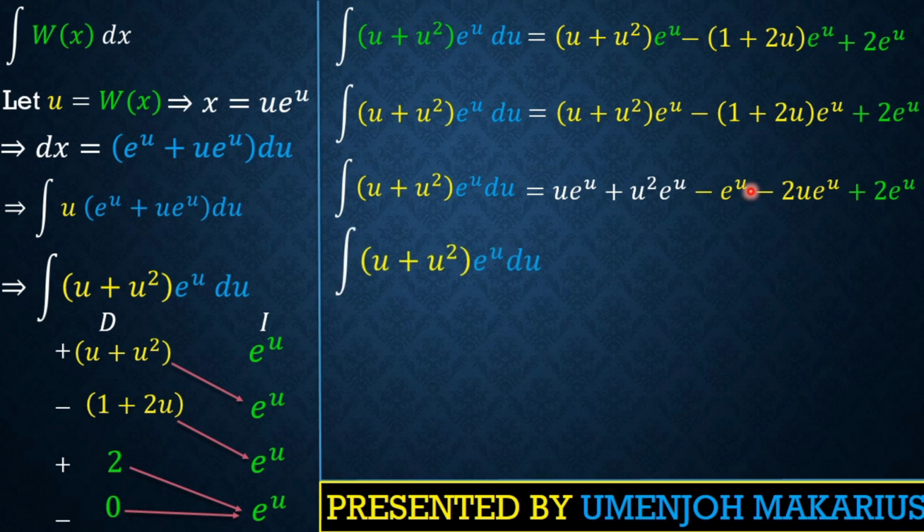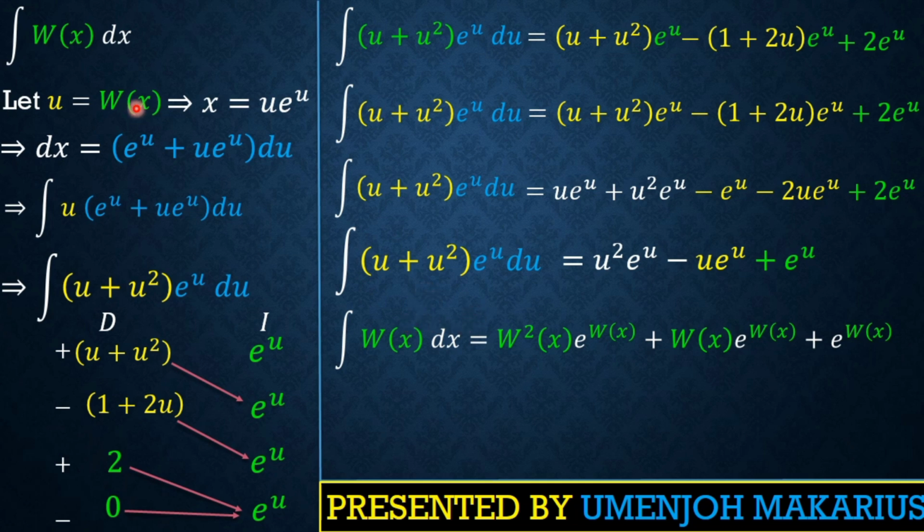So if we simplify everything and bring together like terms, we are going to have this integral translating into just u squared e raised to the power u minus u e raised to the power u plus e raised to the power u. Great. So now, that therefore implies the integral of the Lambert W function, that is W of x, is just the same as, we are going to replace all the u's back with its value, which is what? W of x. Great. So we are now going to have u squared, which is W of x, all that squared. So we are going to have W squared of x, then e raised to the power, our u is W of x, so we have it plus W of x, e raised to the power W of x, plus e raised to the power W of x.